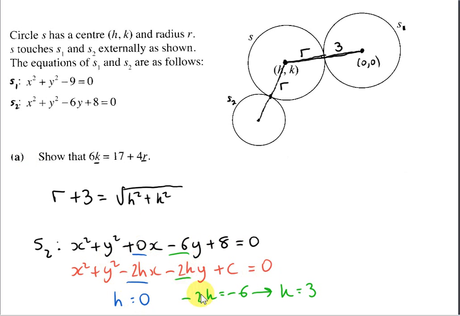And the coefficients of y have to be the same. Minus 2k is minus 6, so k is half the coefficient of y with the sign changed. So we get plus 3. Next we want the radius of the circle, so we use this formula here.